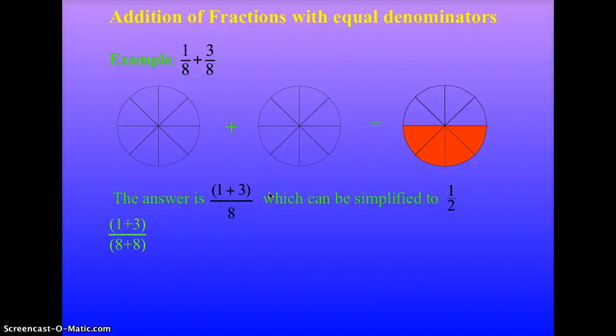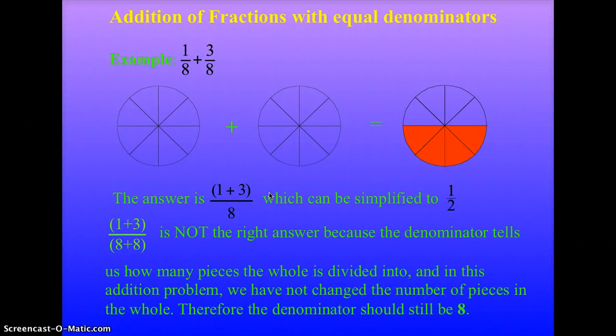All right, so 1/8 plus 3/8, doing 1 plus 3, and then 8 plus 8, is a common error that's made. We want to remember your bottom part tells you how many you need to make a whole. It doesn't tell you how many you have. So you would never do this. Because again, the denominator tells how many pieces make a whole, how many it's divided into. So therefore the denominator is going to stay 8.